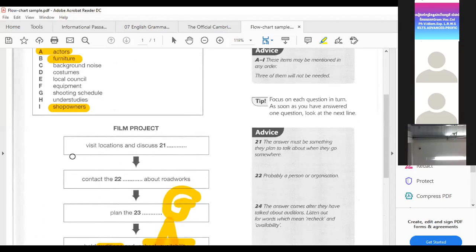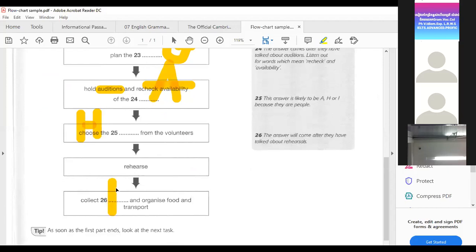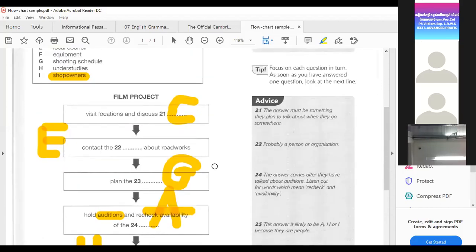Equipment. Equipment. Bong Pit, what did you get? Thank you, Bong. Furniture. Nam, what did you get? Furniture. Kieng? Furniture. The answer is furniture, Bong Kun.